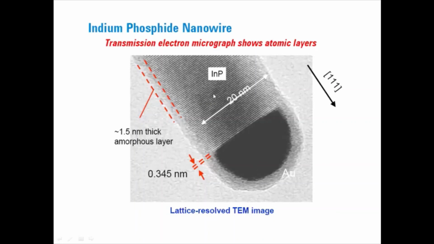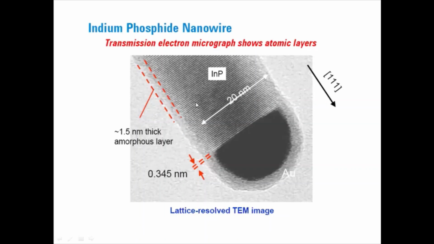As I told you in the previous slide as an example, this is your gold, this is your silicon. So whatever material is used as solvent is retained at the tip or at the top of the nanowire. So this is your indium phosphide, for which gold was used, or silicon or germanium. Here the thickness is around 1.5 nanometers, which is amorphous in nature. The interplanar distance is around 0.345 nanometers. So this is called a lattice resolved TEM image.